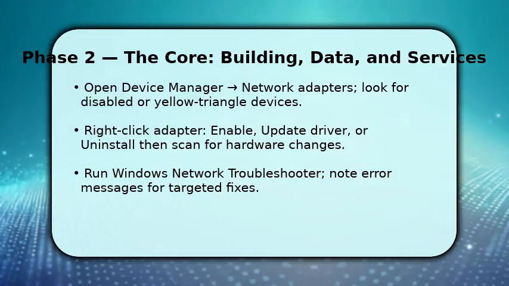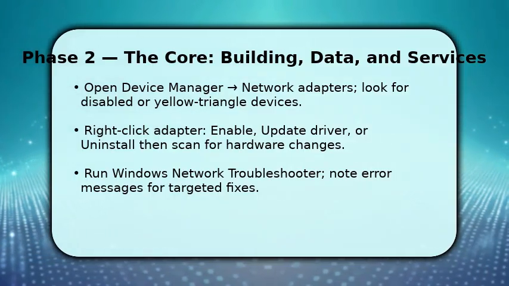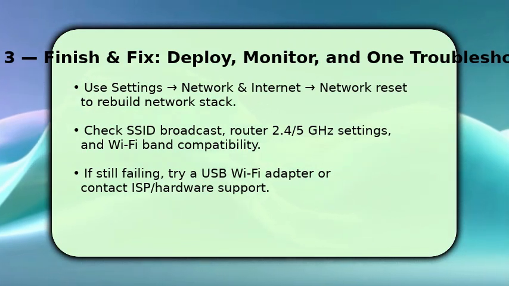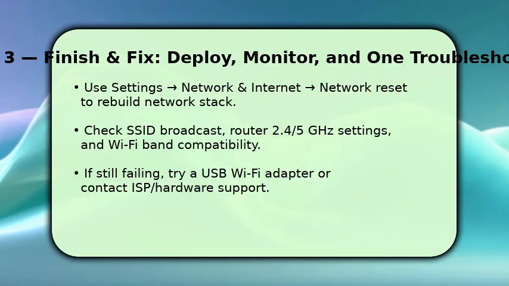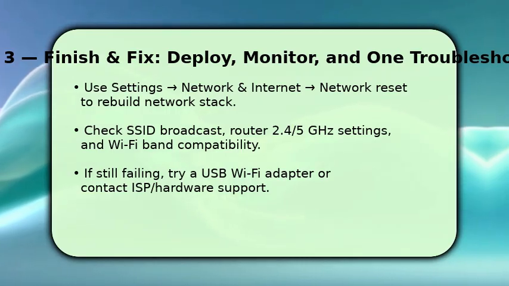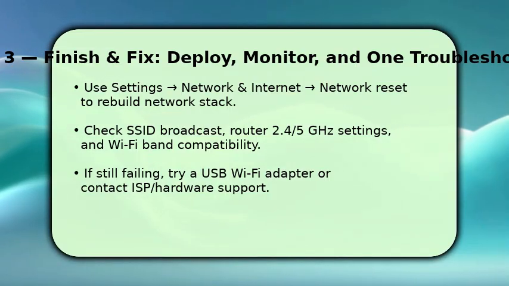Finish by rebuilding the network stack and checking router settings, because corrupted profiles or incompatible bands often hide SSIDs. In Settings, go to Network and Internet and run Network Reset to remove all adapters and reinstall them, then restart. Make sure your router broadcasts the SSID and that the laptop supports the chosen band. Some older cards only see 4 GHz.